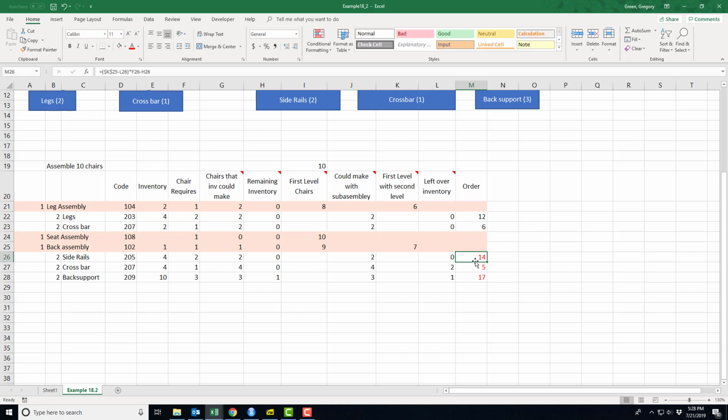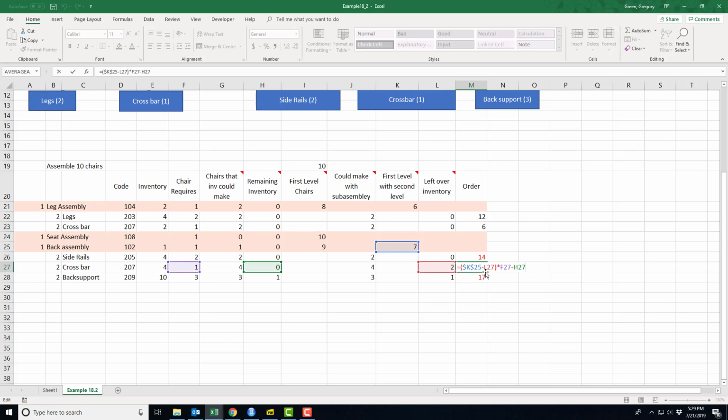Okay, down to this one. I have 7 chairs left to assemble, not out of my inventory with the back assembly. I have 0 side rails left. So I have 7 chairs times 2 side rails per chair minus this remainder over here. Maybe that'll make more sense here in about 20 seconds. Okay. Down here, I have 7 chairs to make, but with my inventory I could make 2 more.